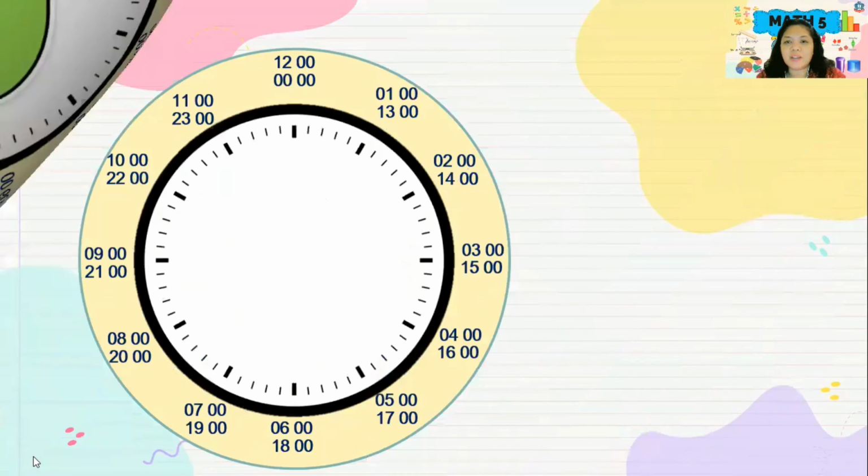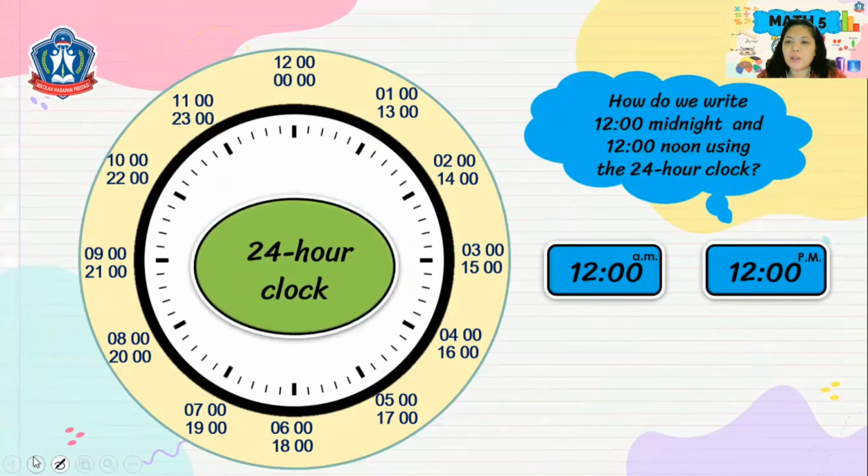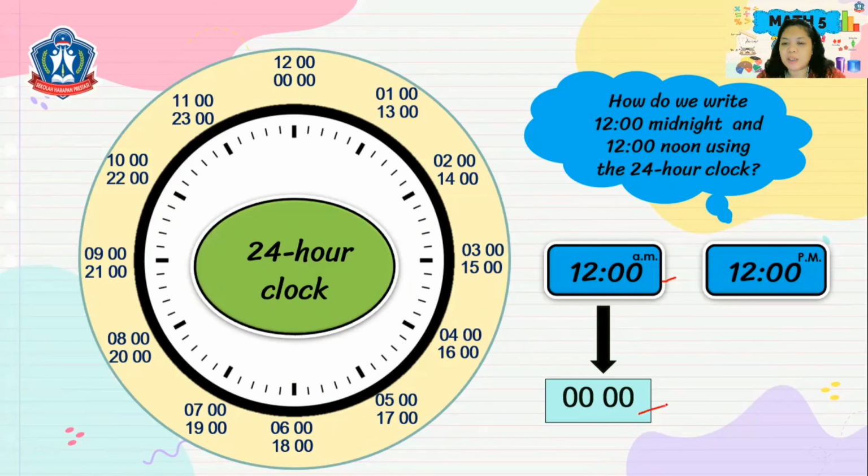Okay, I have here another one. How to write 12 midnight and 12 noon using the 24-hour clock. When we say 12 midnight, that is 12 a.m. in a 12-hour clock. If we write it into a 24-hour clock, that is written as 00 hour. So children, 12 midnight is written as this one. How about 12 p.m. or 12 noon? It's written as 12 o'clock without using the p.m. So if you see a clock like this, 12 o'clock, it means this is 12 noon. If 00, it means 12 midnight.